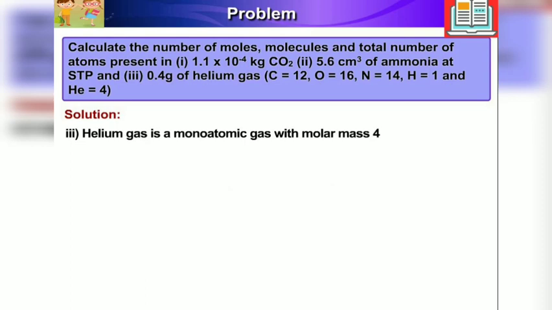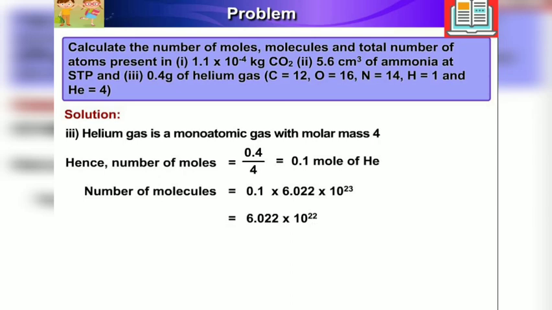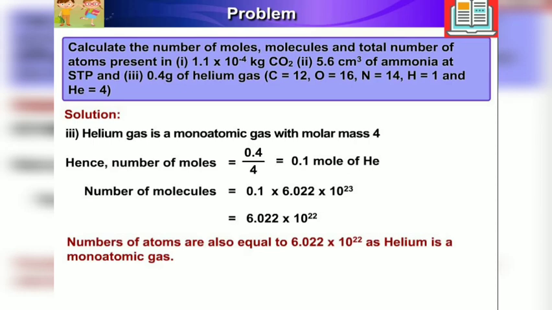3. Helium gas is a monoatomic gas with molar mass 4. Hence, number of moles equals 0.4 upon 4, equals 0.1 mole of He. Number of molecules equals 0.1 into 6.022 into 10 raised to 23, equals 6.022 into 10 raised to 22. Number of atoms is also equal to 6.022 into 10 raised to 22, as helium is a monoatomic gas.